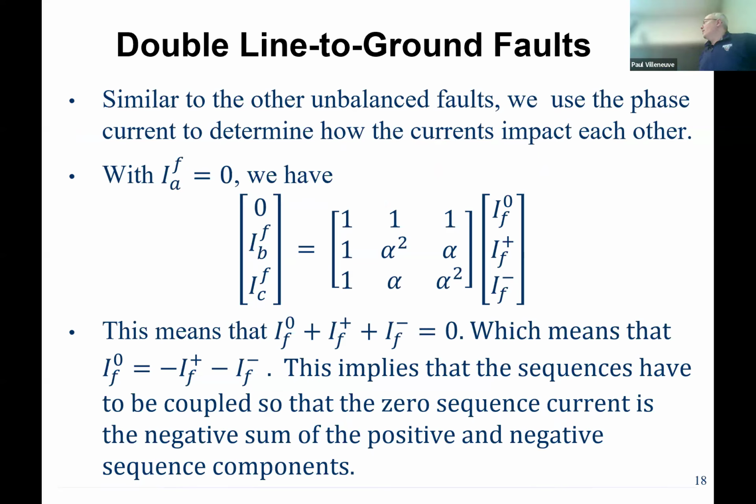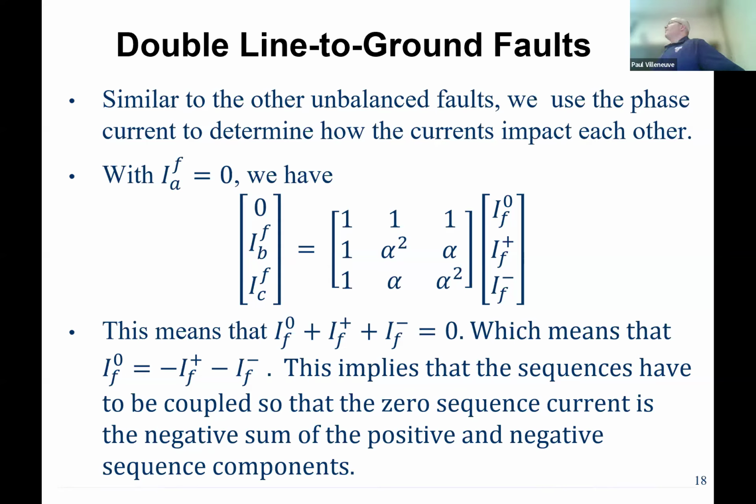And what we're going to do is when we plug it into our phase components, we see that IF positive plus IF negative plus IF 0 have to sum to 0. Then by just doing a little bit of manipulation, we have IF 0 is equal to the negative of those two. So let's think about that. IF 0 is going to be equal to the negative of positive and negative sequence. Is there a connection where we can actually achieve that?